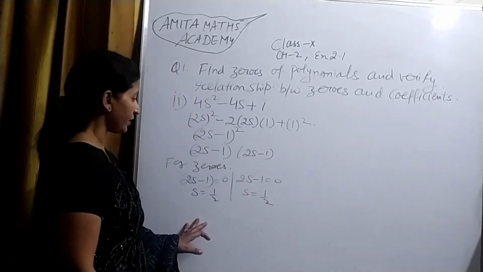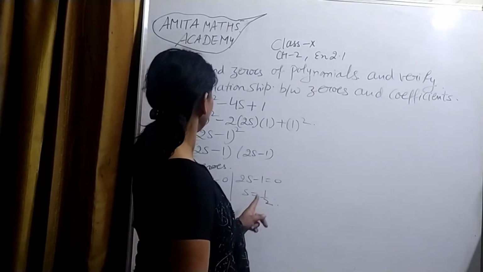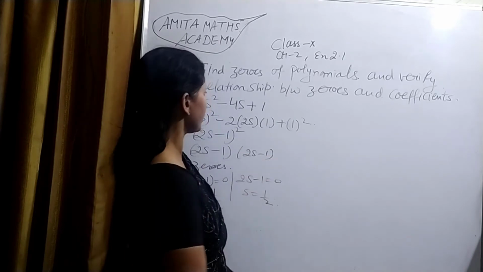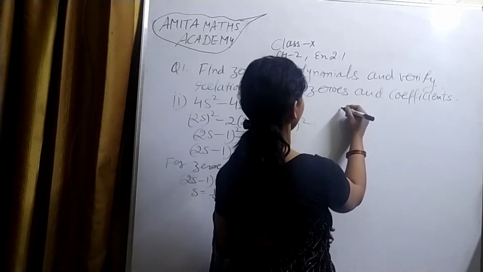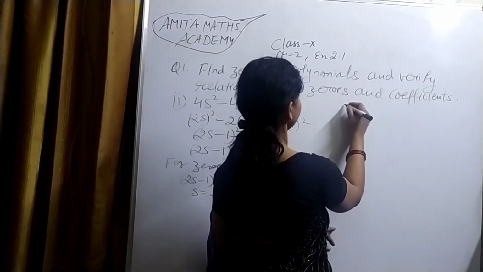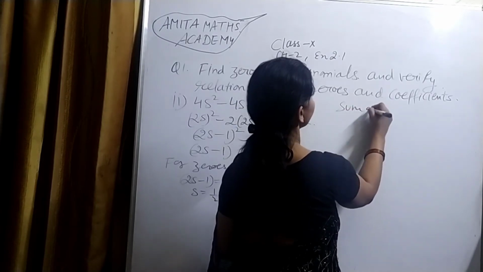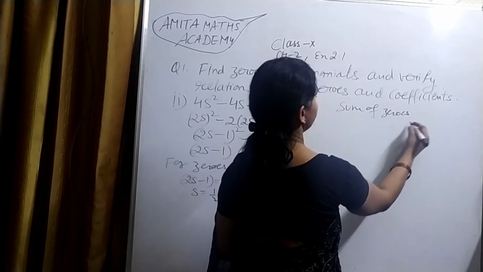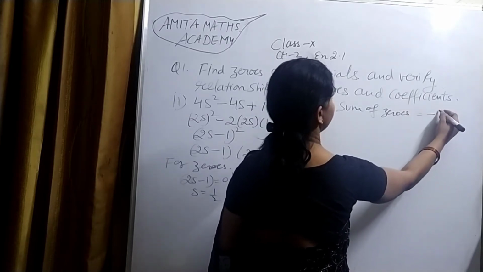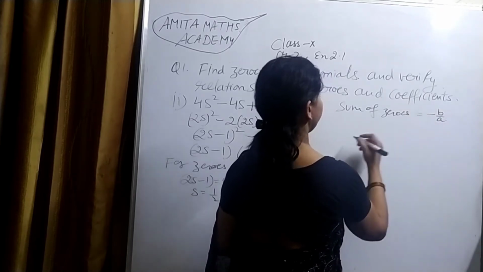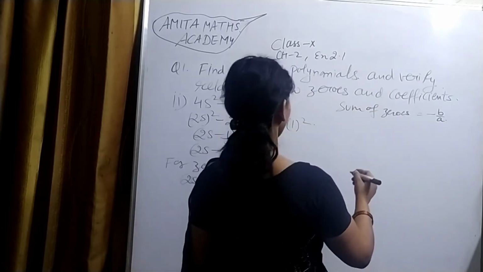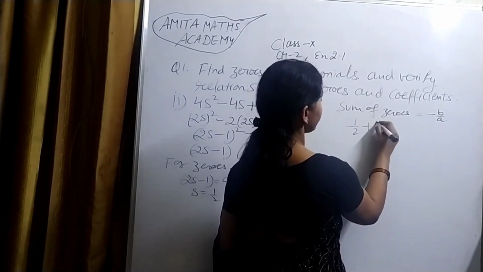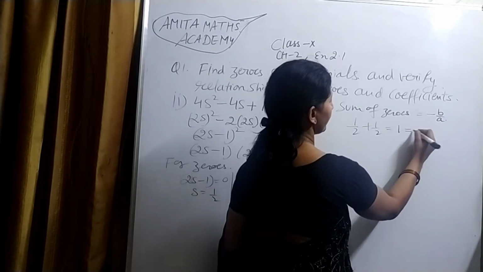Now I will verify the relationship between the coefficients and the zeros. Sum of zeros is minus b upon a. I got half and half. Half plus half is 1.